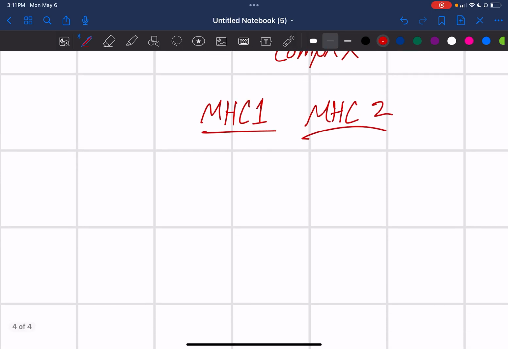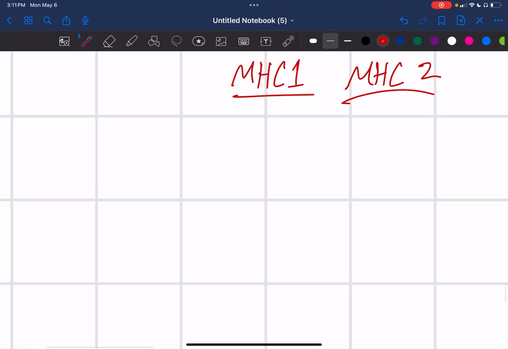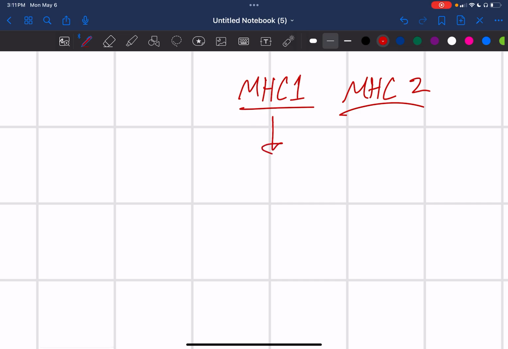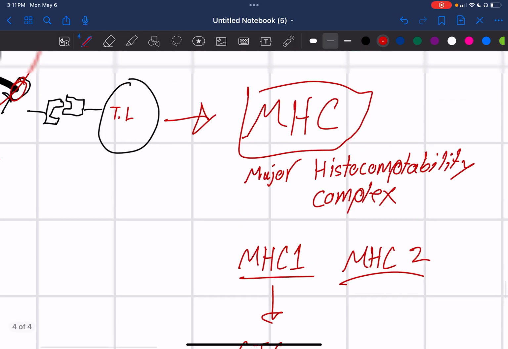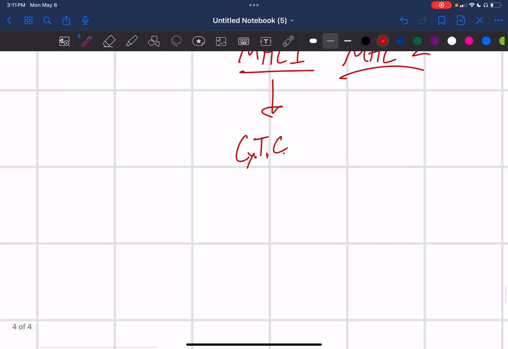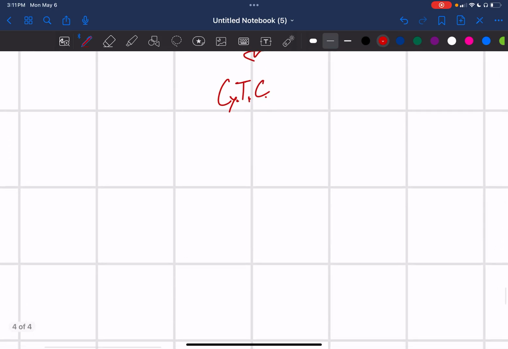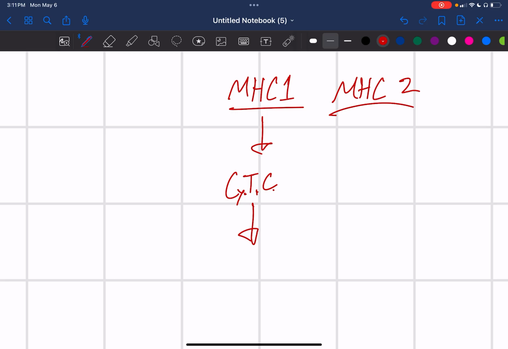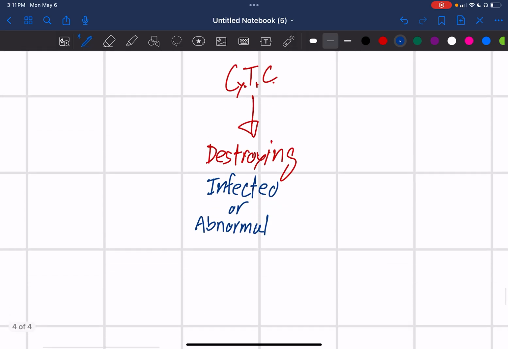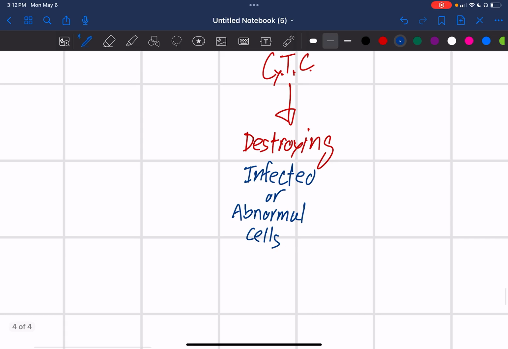MHC class 1 primarily presents antigens from inside the cell to cytotoxic T cells, right? So it sends it out to cytotoxic T cells, kind of like how you guys saw with the T lymphocyte. Cytotoxic T cells make use of MHC class 1, and it essentially leads to the destruction of infected or abnormal cells. So it leads to destroying infected or abnormal cells.